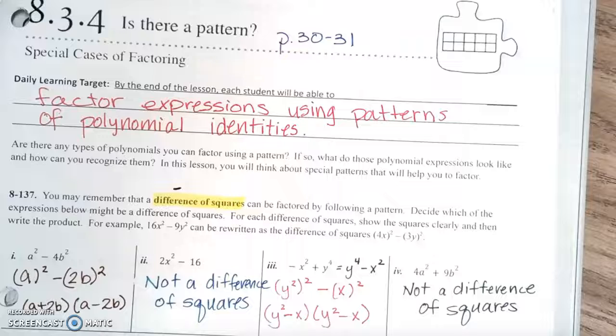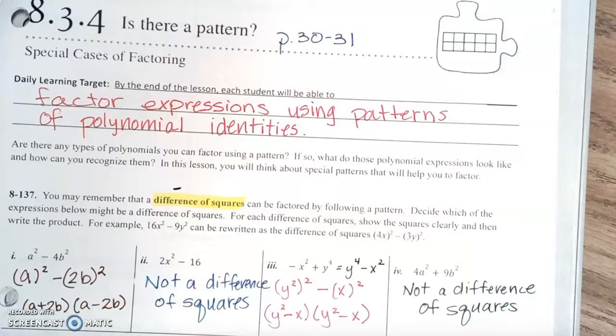Pattern, and we're going to be looking at special cases of factoring. By the end of the lesson, you will be able to factor expressions using patterns of polynomial identities. Are there types of polynomials you can factor using a pattern? If so, what do those polynomial expressions look like, and how can you recognize them? In this lesson, you will think about special patterns that will help you to factor.